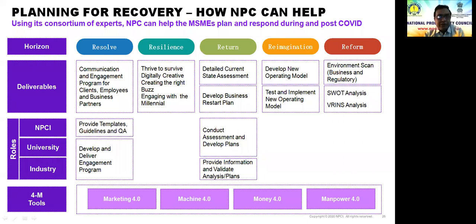When we talked in the beginning about planning for recovery and how the National Productivity Council can help using its consortium of experts, the best advantage of an organization like NPC is access to the world's best resources, the world's best industrial experts, and how this expertise can work together to bring value for SMEs to plan for the post-COVID scenario and create a new inflection point of growth once life comes back to normal. So the 4M tools already proposed by NPC are Marketing 4.0, Machine 4.0, Money 4.0, and Manpower 4.0.